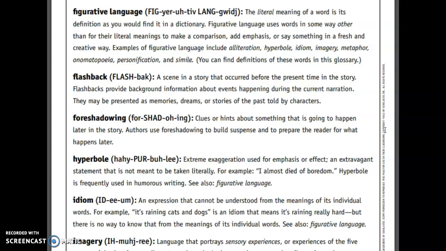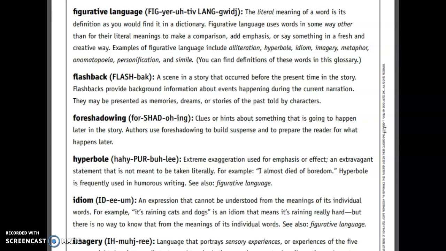The next term is flashback. A flashback is a scene in a story that occurred before the present time in the story. Flashbacks provide background information about events happening during the current narration. They may be presented as memories, dreams, or stories of the past told by characters.